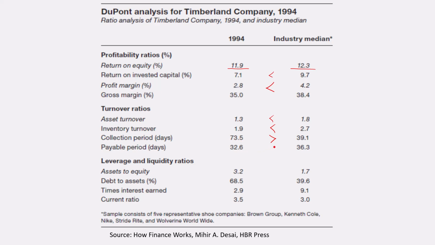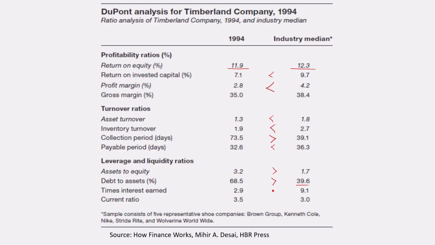And the payable period is less than the industry average, which is not as bad, but it's not good either. Because the average firm in the industry pays the supplier in 36 days, but you have to pay them in 32 days. So the suppliers demand you to pay faster than the median firm in the industry. So it's not from the turnover or productivity ratios as well. But you see that the firm has more debt. So the asset to equity ratio is higher. Debt to asset ratio is 68% compared to 40%. So almost 30% more debt than the median firm in the industry.